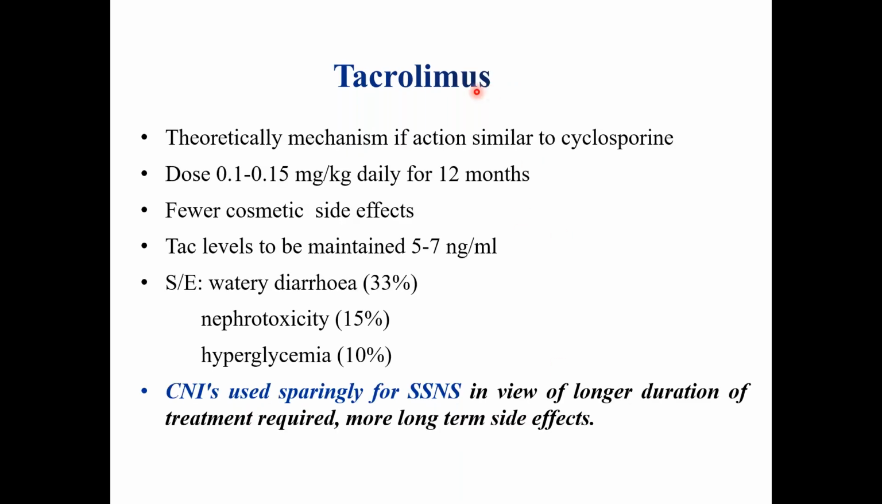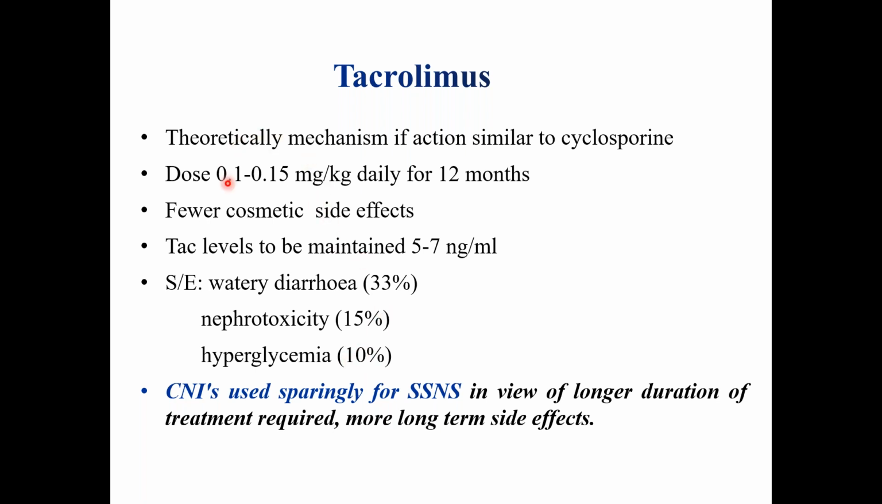Now, the other calcineurin inhibitor is your tacrolimus. And the mechanism of action, as I said, is similar to cyclosporine, but the side effects are different. It can cause watery diarrhea in almost one-third of the patients. Nephrotoxicity, well, it's said to be a little less than that of cyclosporine, but it tends to also precipitate hyperglycemia. And we've seen patients landing up with type 2 diabetes who have been treated with tacrolimus. So it has to be used cautiously, and a baseline HbA1c should always be done before starting therapy with tacrolimus.